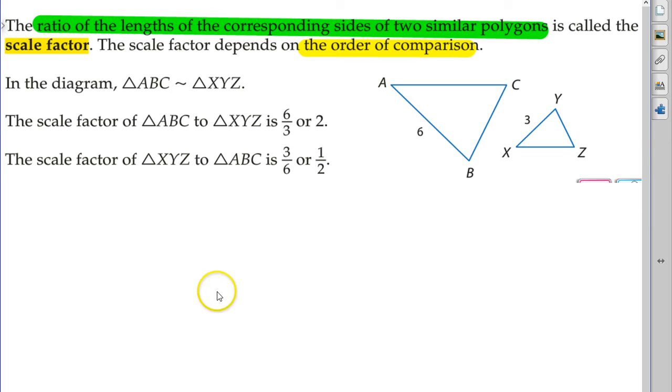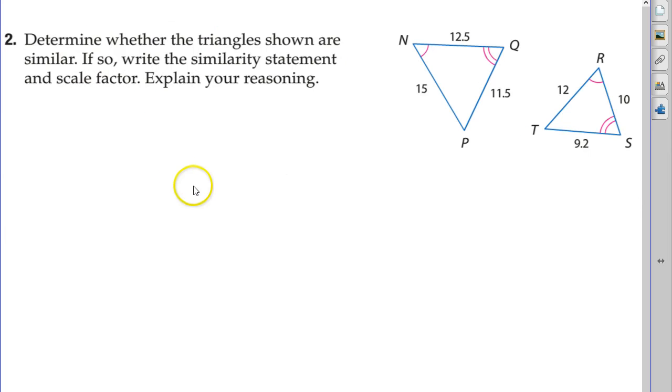So for this section, you have to pay attention to the order they gave you, and if they didn't give you an order, you have to give one. So you have to give the order you've given. So here's our next problem.